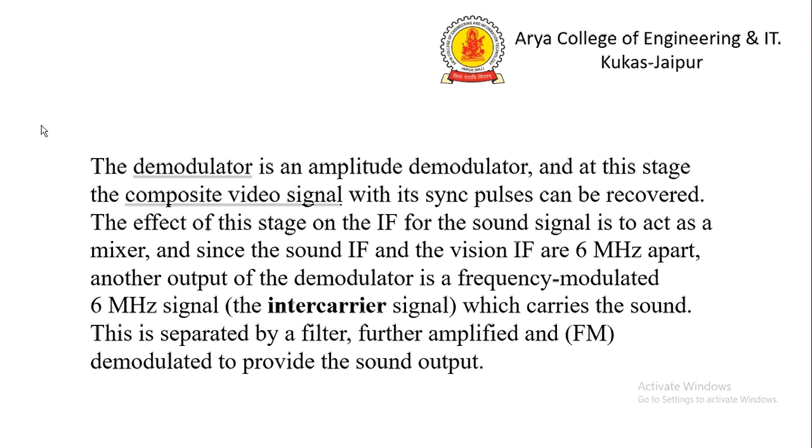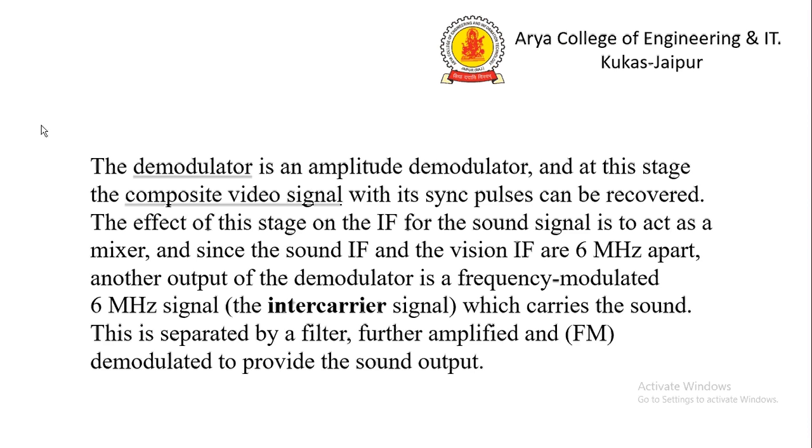The demodulator is an amplitude demodulator, and at this stage the composite video signal with its sync pulses can be recovered. The effect of this stage on the IF for the sound signal is to act as a mixer, and since the sound IF and vision IF are 6 MHz apart, another output of the demodulator is a frequency modulated 6 MHz signal which carries the sound. This is separated by a filter, further amplified, and FM demodulated to provide the sound output.